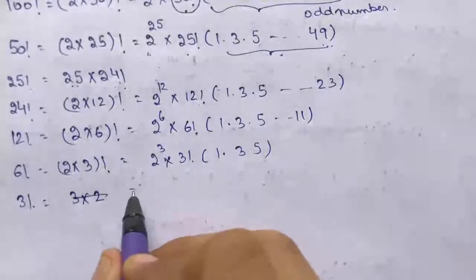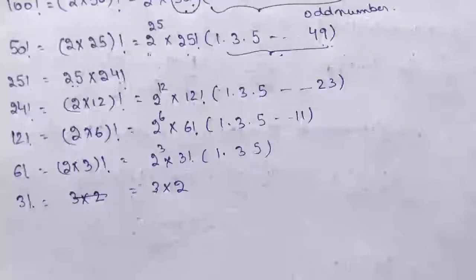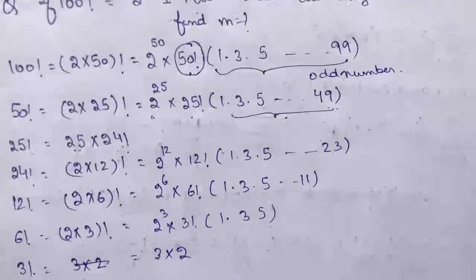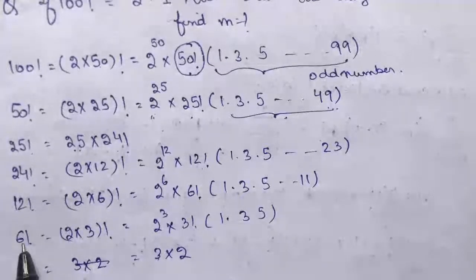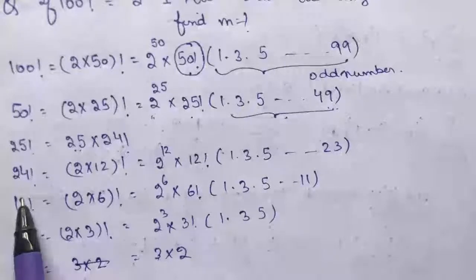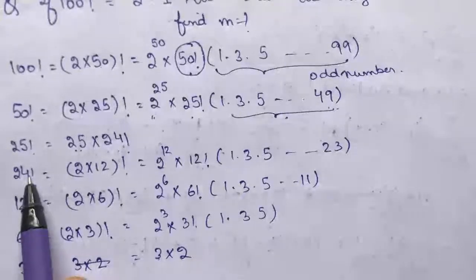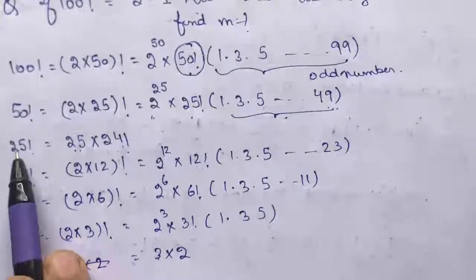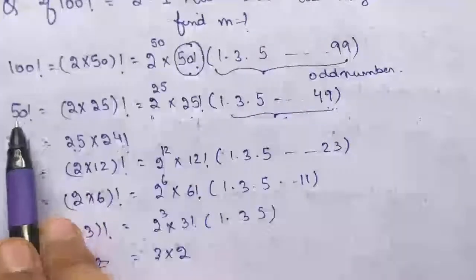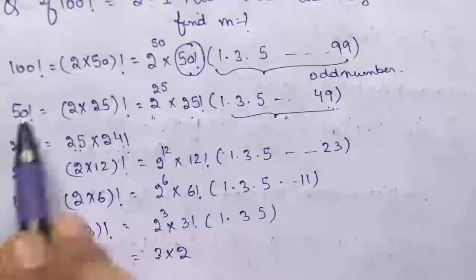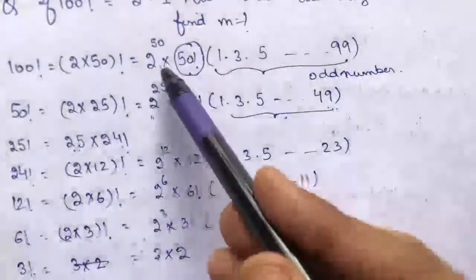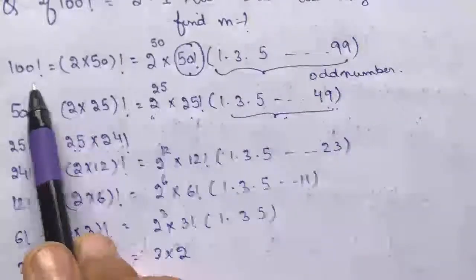Okay, or we can write it over here 3 into 2. Now we'll see how many 2's we have found. The thing that we need to see here is this 3 factorial is part of this 6 factorial, 6 factorial is part of 12 factorial, 12 factorial is part of 24 factorial, 24 factorial is part of 25 factorial, and this 25 factorial part is a part of 50 factorial, and all these are part of 100 factorial. Means these many 2's are included in 100 factorial.